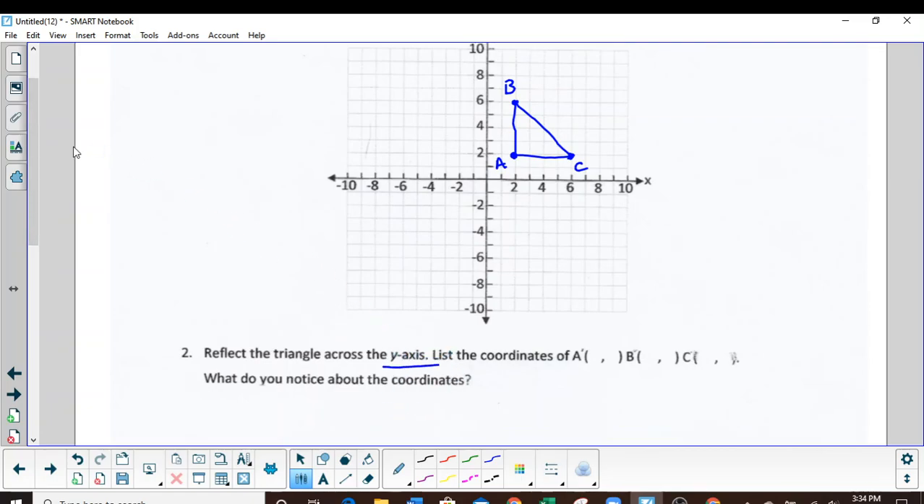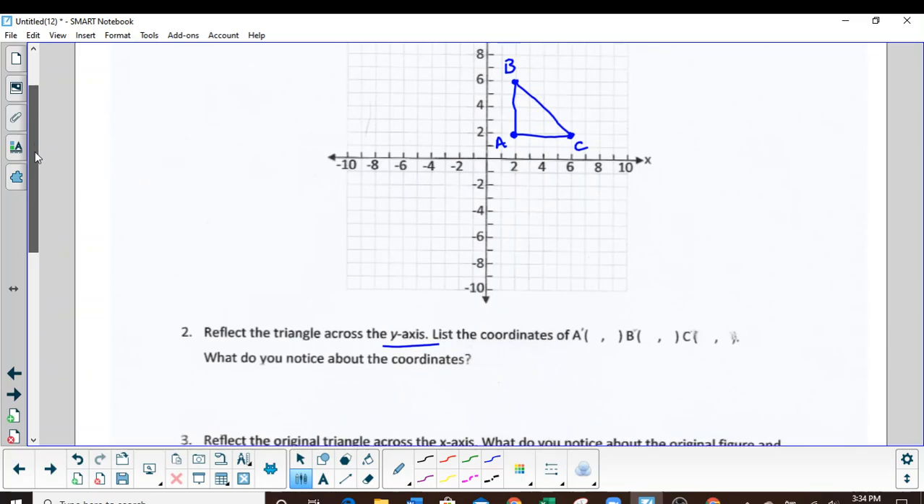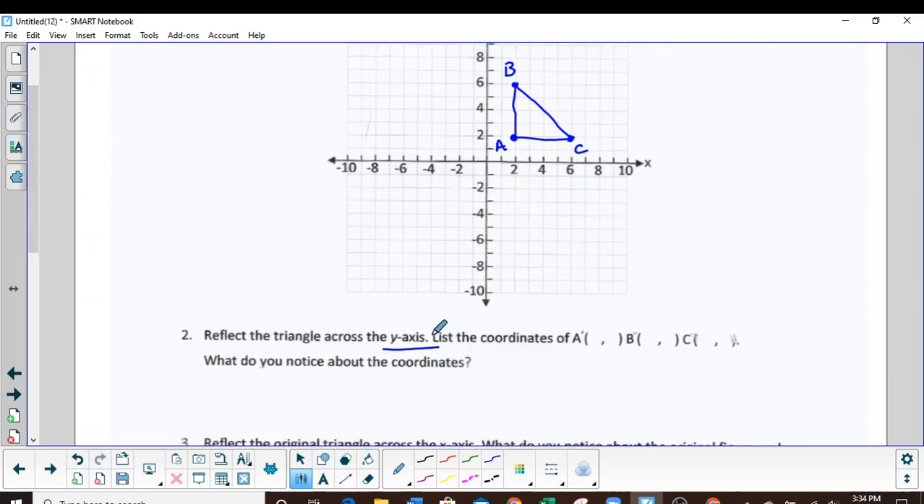Number 2 says reflect across the y-axis. So you should be thinking about, okay, which one do I keep and which one do I change? Remember, whichever one you're going over, that's the one you keep. So we're going to keep the y and we're going to change the x. So let's write that right down here. I like writing my x first because it's the first number. I'm going to change x, and I'm going to keep y. If you look at the ordered pairs at the top of the page, we can go by those.